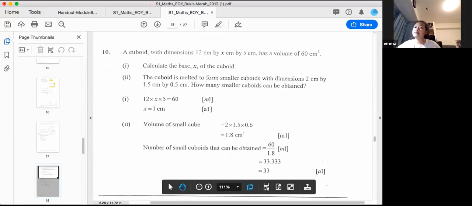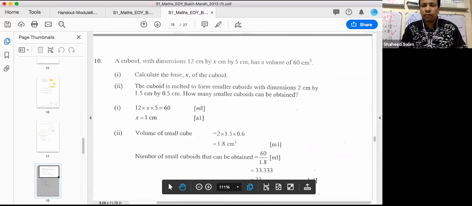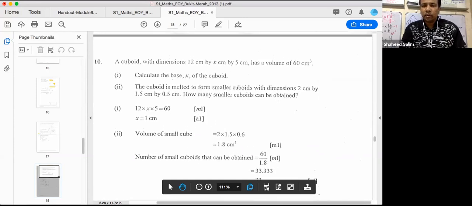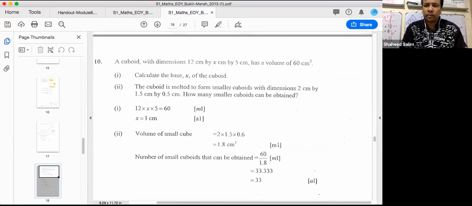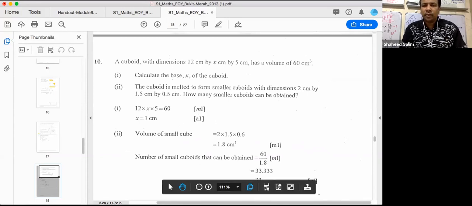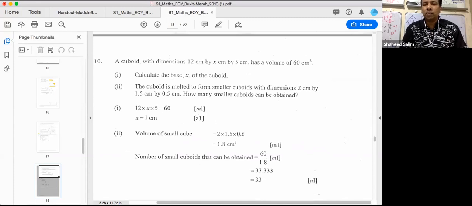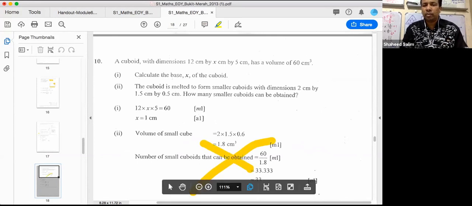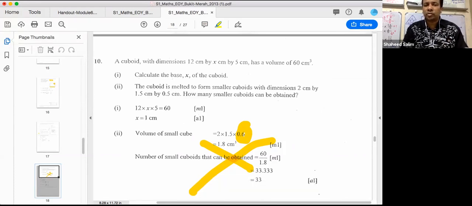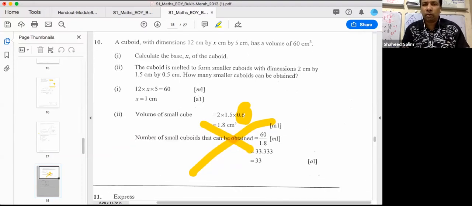Are you sure you get 1.5? Yes, you should get 1.5. So again, a mistake: you put 0.6, it's supposed to be 0.5. So don't bother about this answer. Your answer is correct, 40 is correct, because down here is the mistake. It's supposed to be 0.5. So 2 times 1.5 times 0.5 is 1.5, and 60 divided by 1.5 gets 40. All right, here we go.